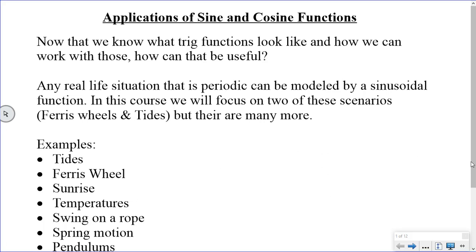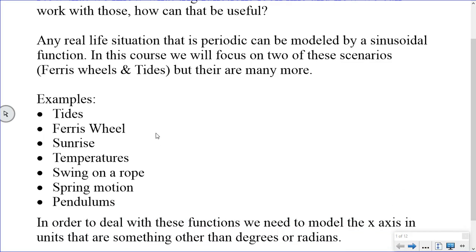So here's just a list of a couple of examples. So I said tides and Ferris wheels, but sunrise, temperature, swinging on a rope, right? For those of you that have taken physics, you might have seen things like spring motion or pendulums that can also be modeled by using trig functions, right? And again, the whole idea is that it is periodic, meaning that it is some pattern that repeats. So if you think about a pendulum swinging, it just continues to go back and forth over a period of time. And if you were to look at the distance from the center of the pendulum, it goes up and down, just like sine and cosine graphs, right?